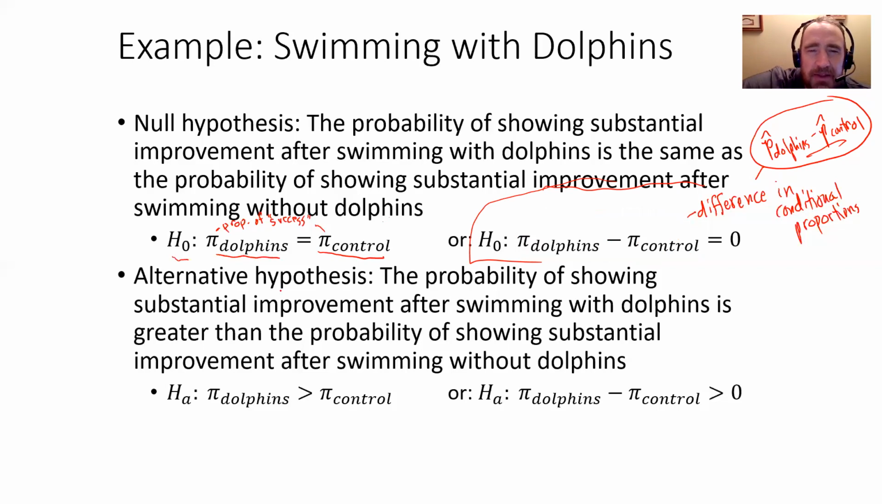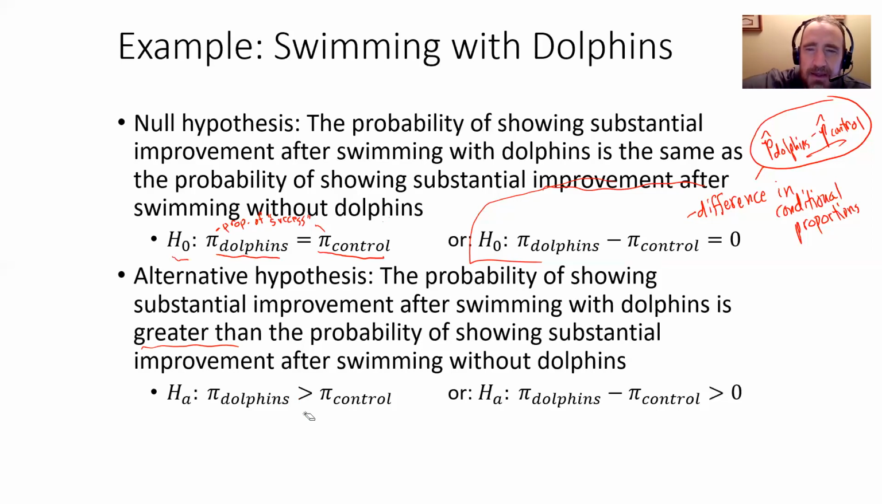How about the alternative hypothesis? Well, the researchers clearly think that swimming with dolphins is going to do something that just swimming without any dolphins won't be able to do. So the alternative they're believing is that the probability of showing substantial improvement after swimming with dolphins is greater than the probability of showing substantial improvement after swimming without dolphins. So once again, we've got pi dolphins for all the people with mild to moderate depression. If they got to swim with dolphins, the proportion of substantial improvement would be greater than the proportion of improvement for folks who got to swim but didn't have dolphins.